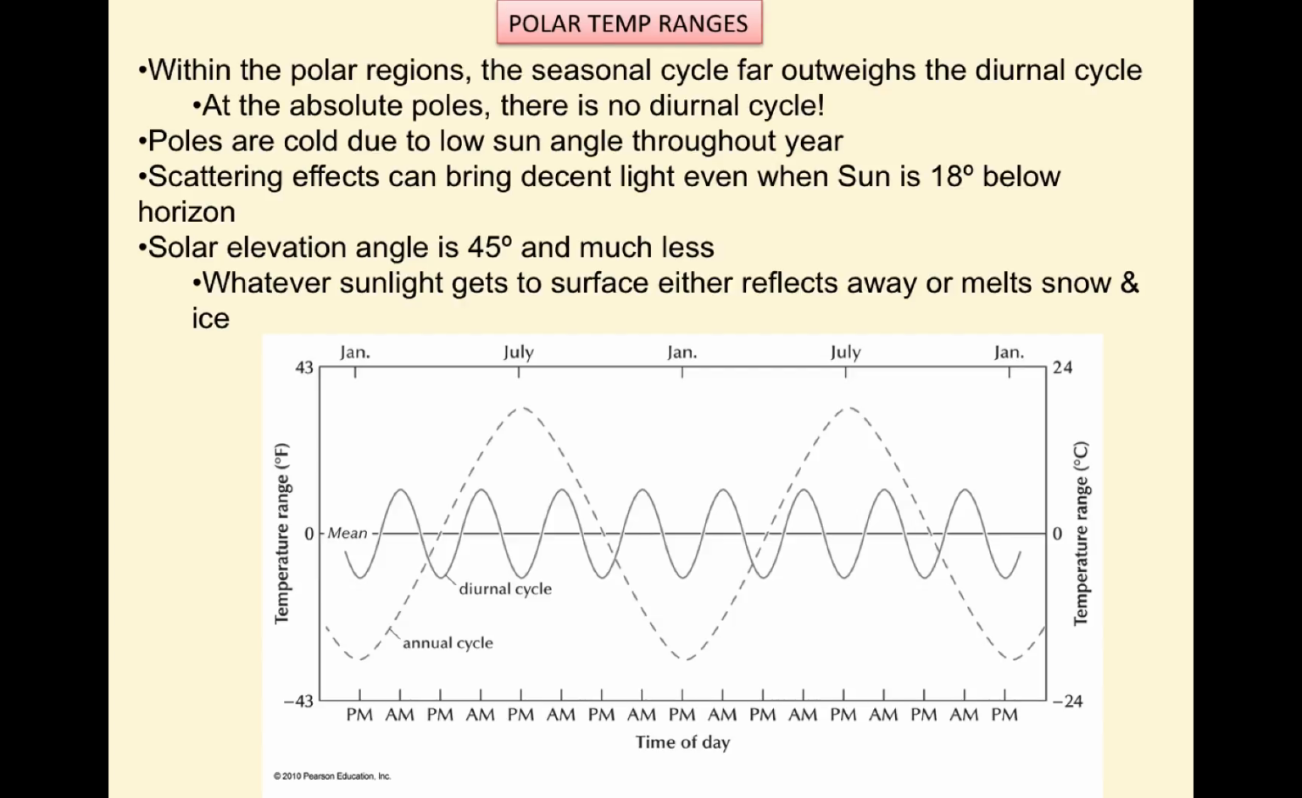Whatever sunlight gets to the surface in these areas either reflects away because there's a lot of snow and ice, or the energy is used to melt snow and ice, so a high latent energy budget component. So not much goes into feeding sensible heating of the atmosphere, therefore it's pretty cold there. This graph's looking at the annual cycle of temperature, and you can see it's far greater than the diurnal cycle.